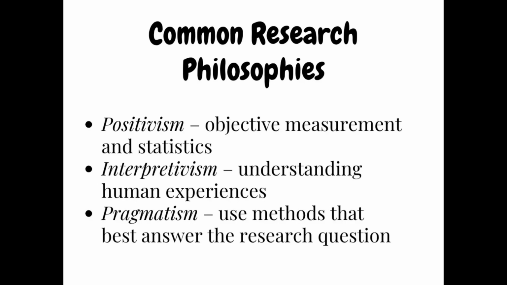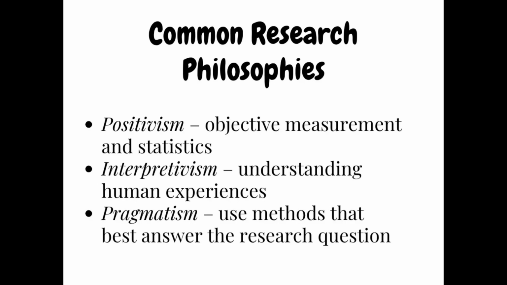The third philosophy is pragmatism. Pragmatism focuses on what works best for the research problem. Instead of debating whether quantitative or qualitative research is better, pragmatists use whichever methods help answer the research question most effectively. This often leads to mixed methods research, which combines numbers and narratives. Your research philosophy shapes every decision that follows. That is why it forms the outermost layer of the research onion.